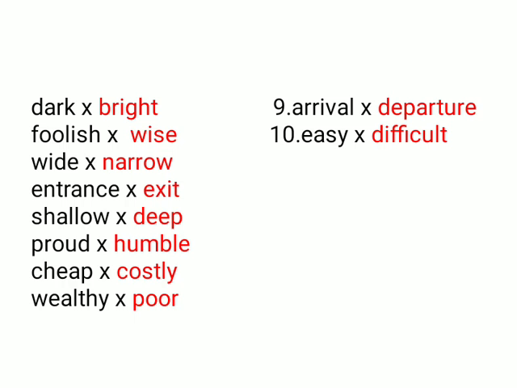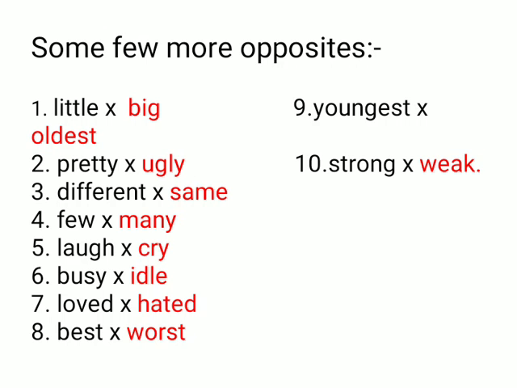Next, arrival, departure. What is the opposite of arrival? Is departure. And the next one is easy, difficult. What is the opposite of easy? Is difficult. Understood, students? This is activity number 1. Now, let's move on to our next activity, that is activity number 2. Some few more opposites we will see over here.